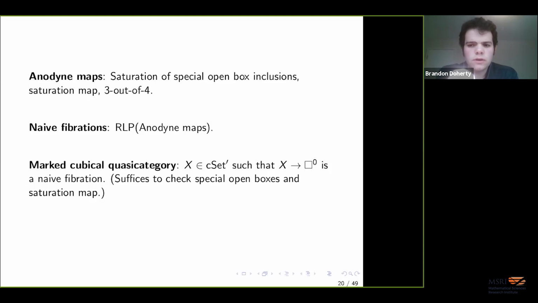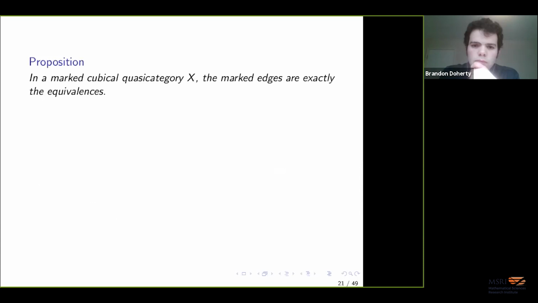To show that something is a marked cubical quasi-category, it actually suffices just to check that it has the right lifting property against the special open box inclusions and the saturation map. The 3 out of 4 maps follow from that. Right, so one proposition that we can prove about these marked cubical quasi-categories, which justifies our thinking that the marked edges correspond to equivalences, is that in such a marked cubical set, the marked edges are exactly the maps which are equivalences in the sense of factoring through K.